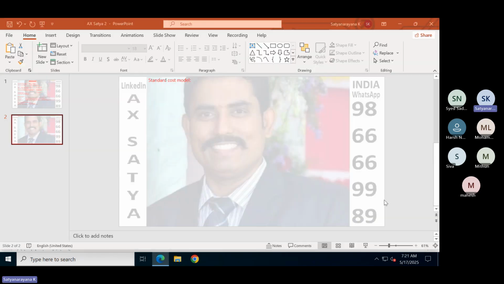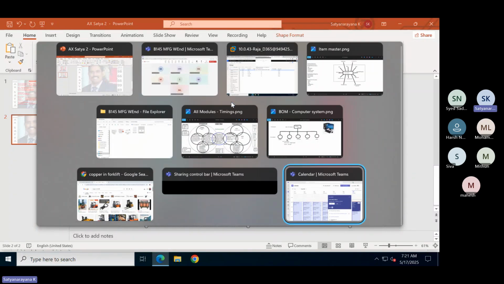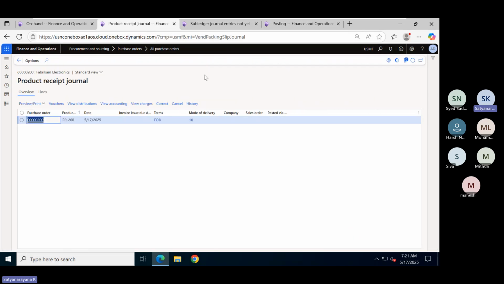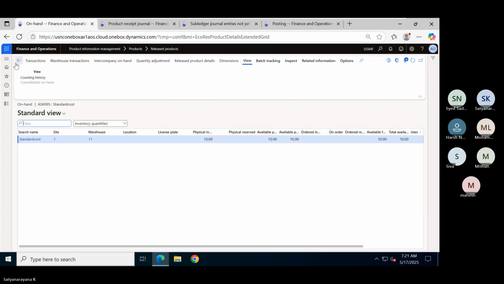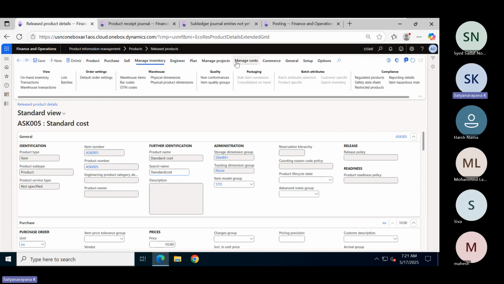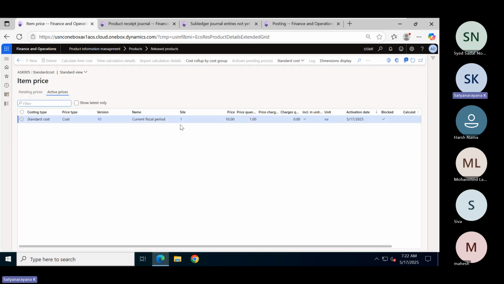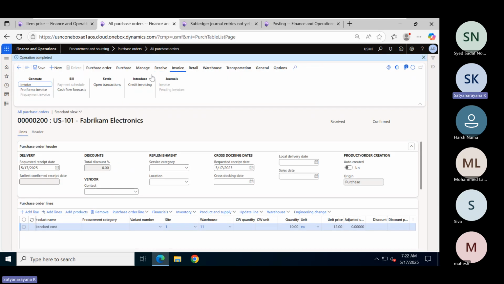Fine. So understood now about what is the extra functionality from the standard cost method. Whenever we are doing a purchase order process, you will get an error message at the time of product receipt if you don't have the price here. You need to enter in the manage cost tab, set up item price. You need to enter the price and activate. And let me finish it, invoice. I'm doing invoice. Invoice tab, generate invoice.